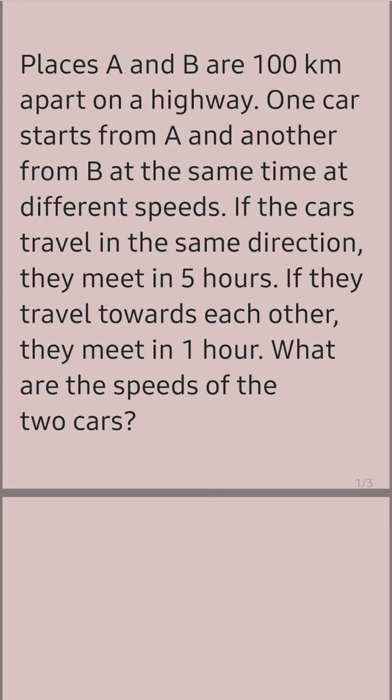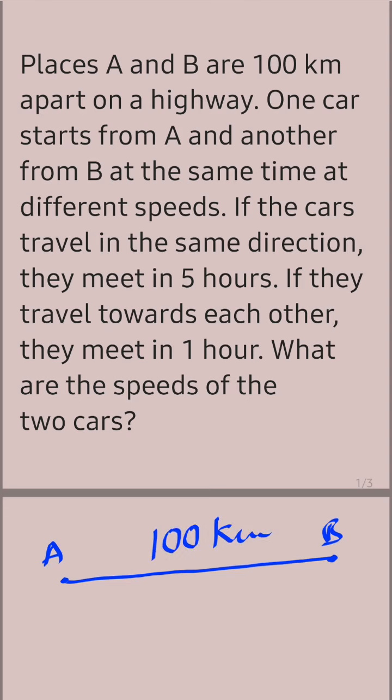Yes, here is a problem. Places A and B are 100 kilometers apart on a highway. So here two different places are there, place A and place B on the highway. That means the distance between the two places is 100 kilometers, they said. For example, this is a highway and here is place A, here is place B, and the distance between the two places is 100 kilometers. We can take this as the distance. That is the first thing.